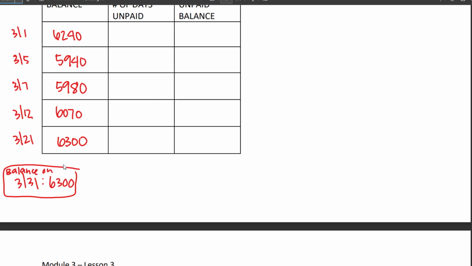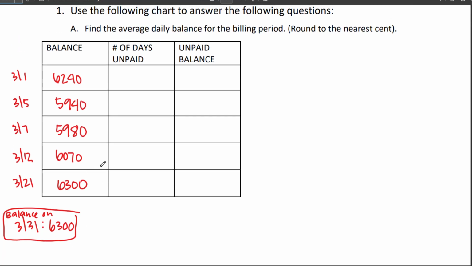Balance on the 31st is $6,300. We will use this piece of information later on. Let's finish filling out our table. So the number of days unpaid or since a transaction.